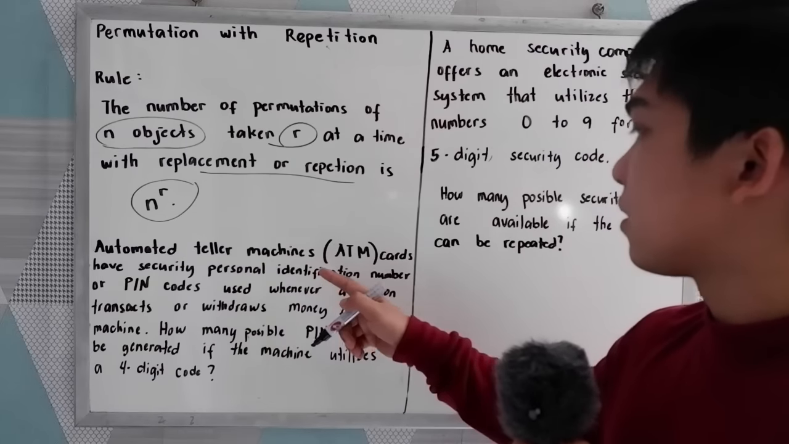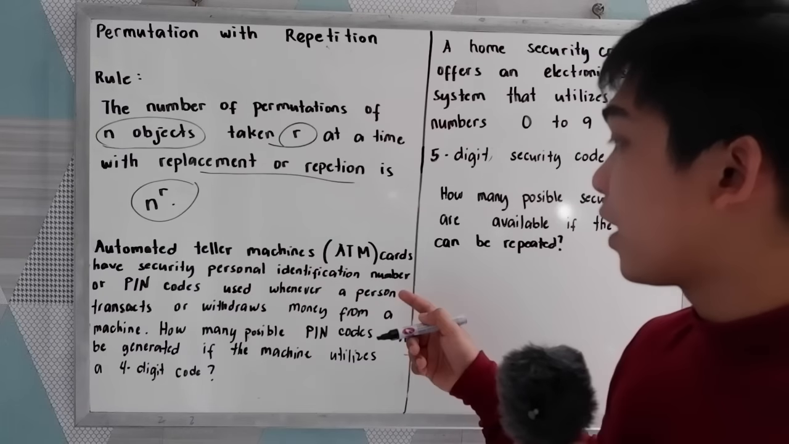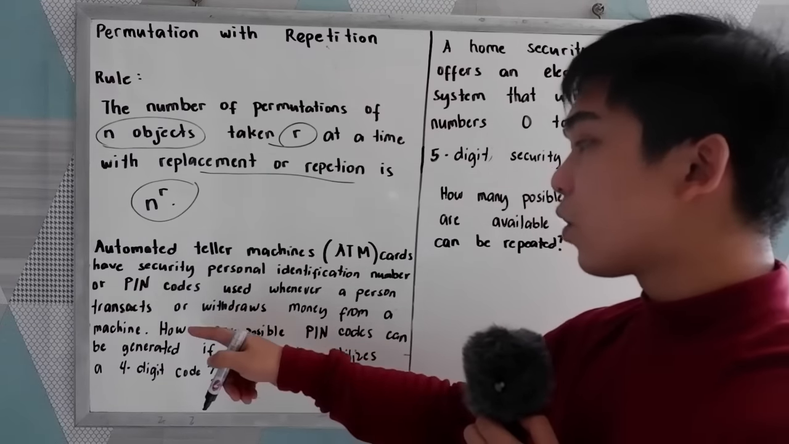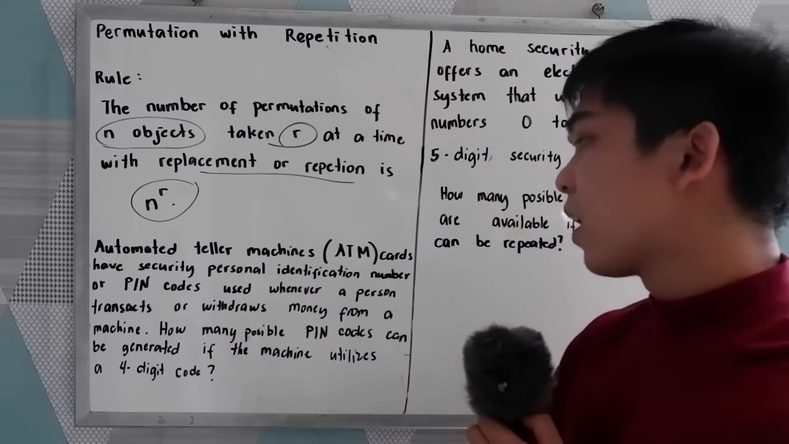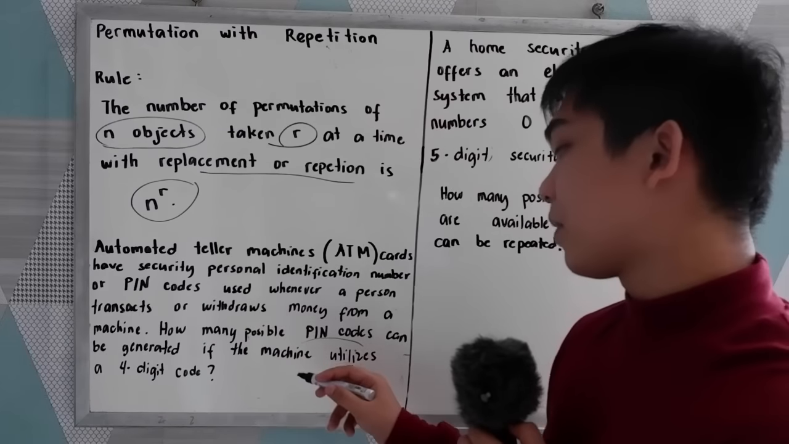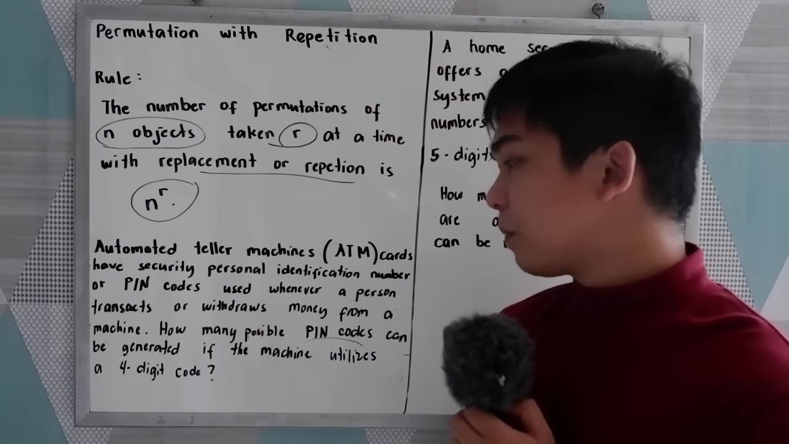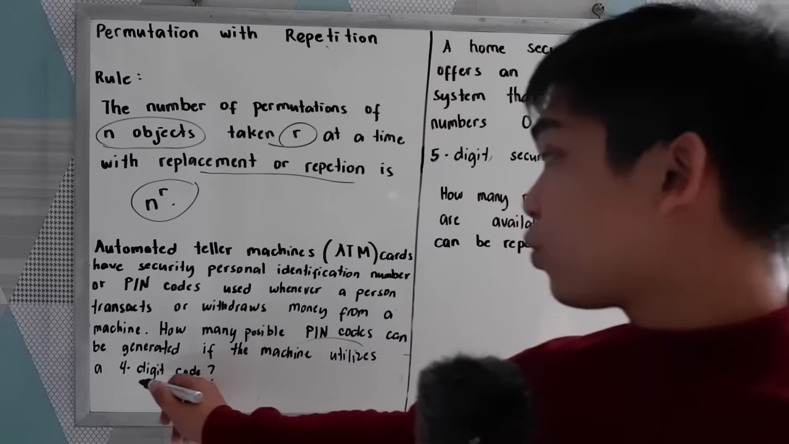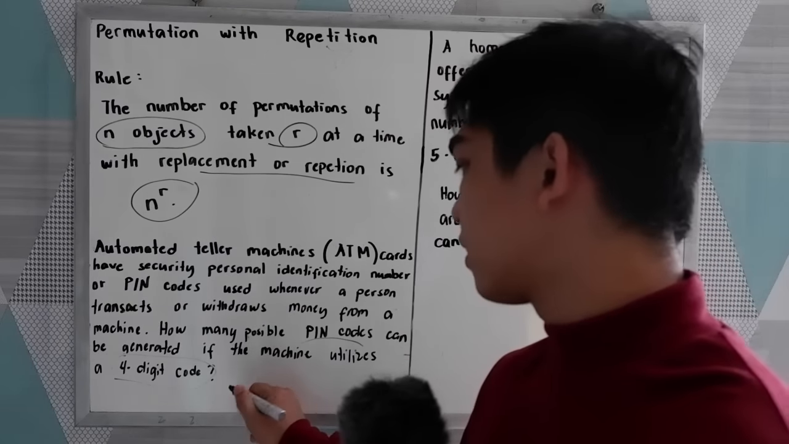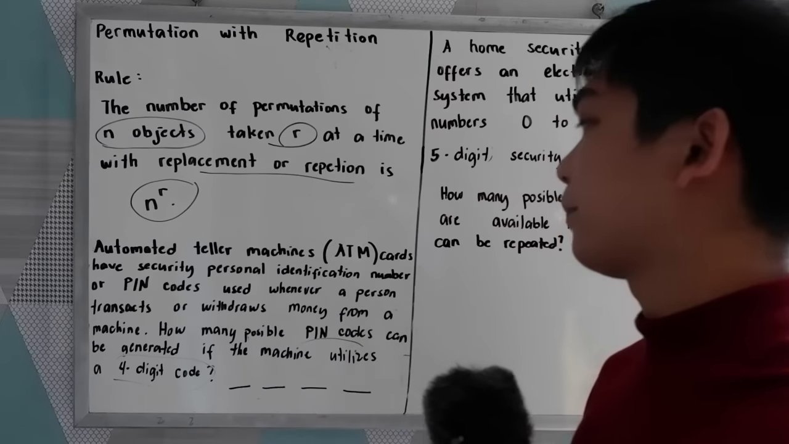Automated teller machines or ATM cards have security personal identification number or PIN codes used whenever a person transacts or withdraws money from a machine. How many possible PIN codes can be generated if the machine utilizes a 4-digit code? So we need to have a 4-digit code. So let us use blanks for that. So we have our first blank, second, third, and fourth.